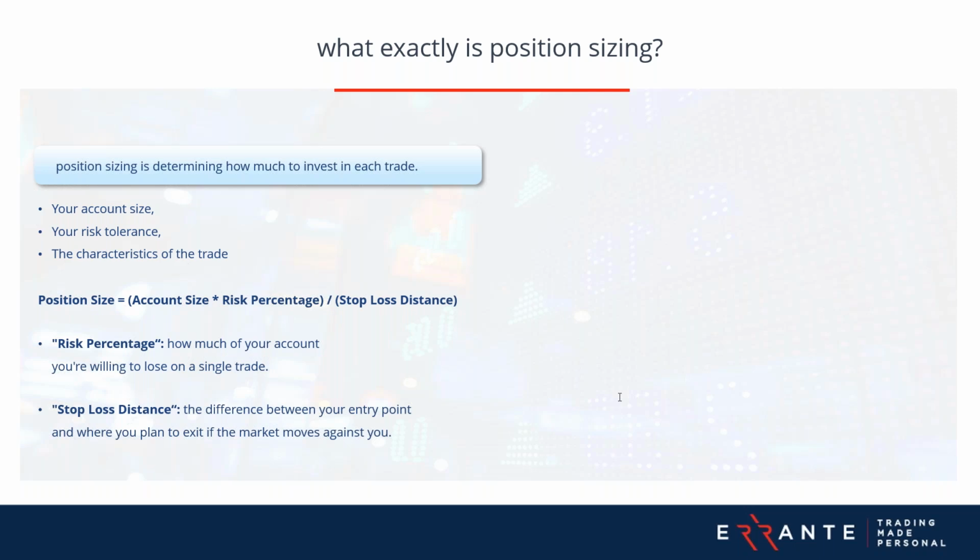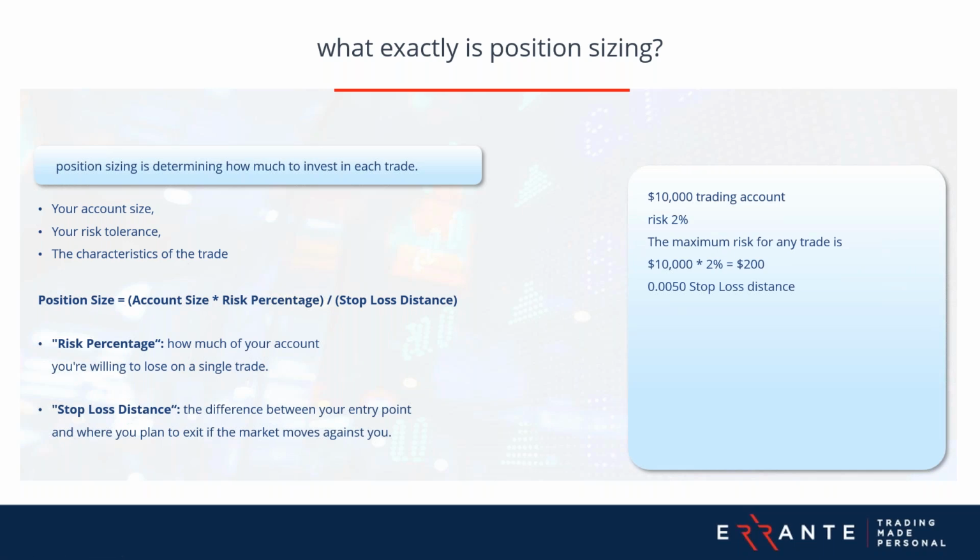So let's work through an example together to see how this plays out in practice. Imagine you have a 10K trading account and decide that you're willing to risk 2% of your account per trade. This means the maximum risk for any trade is $200. So if the stop loss on your trade is set to 50 pips, the question is how many lots should you trade? We plug the numbers into our formula to answer this important question.